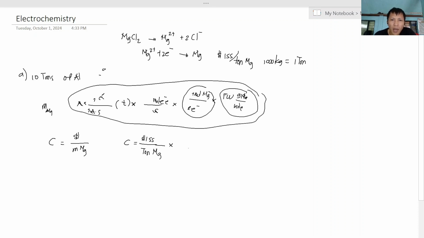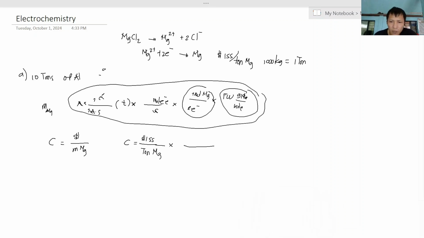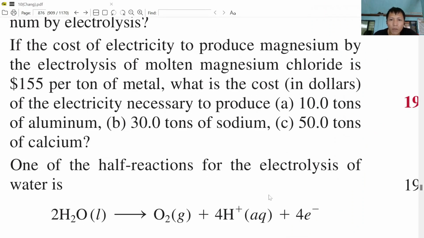So meaning, since this is a ton of magnesium, you derive the ton of magnesium with the formula weight of magnesium. So we basically say, formula weight of magnesium, diba? But anyway, we can just use that one per ton of magnesium. So maybe we can just plug and chug. We go back to our periodic table. What is the magnesium?